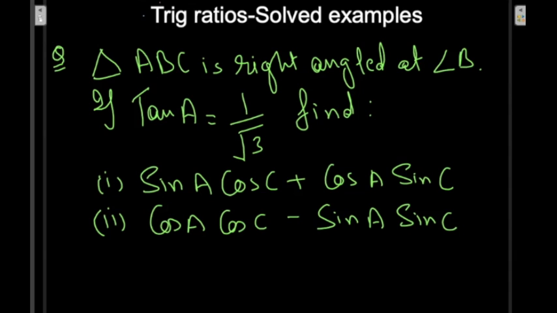Now when we say tangent of A is 1 over root 3, and we know that tangent of A is perpendicular over base, it does not mean that perpendicular is 1 and base is under root 3. What it means is the ratio of perpendicular and base is 1 over under root 3. Now with that, let's start solving the question.